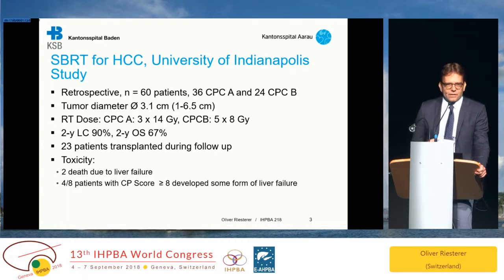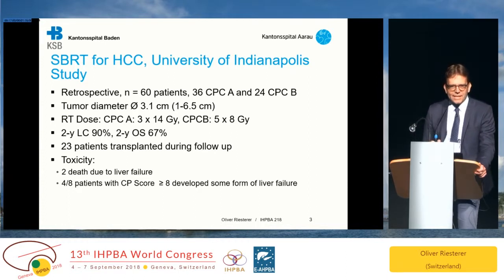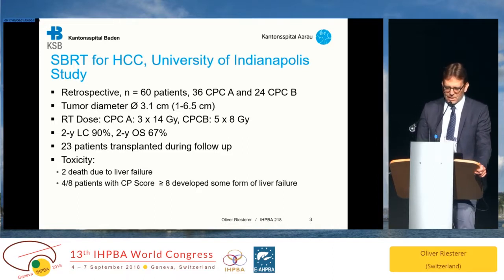So there are quite a few studies investigating SBRT for hepatocellular carcinoma. This is one example. 60 patients were treated, with liver cirrhosis stages A and B. The median tumor diameter was 3 centimeters. A risk-adapted treatment regimen was used depending on the liver cirrhosis stage. And you can see a 2-year local control rate of 90% was achieved.